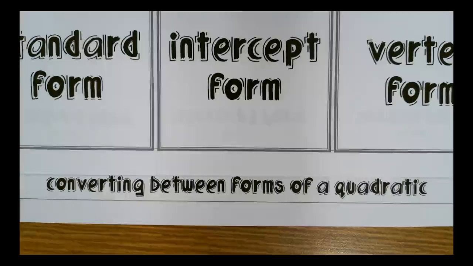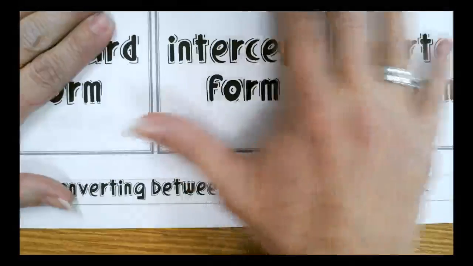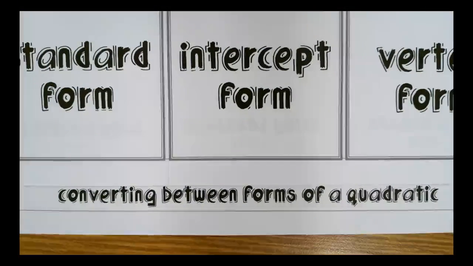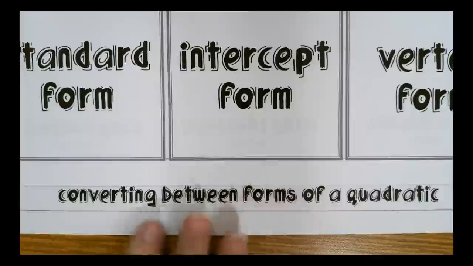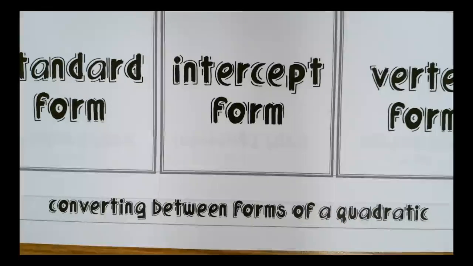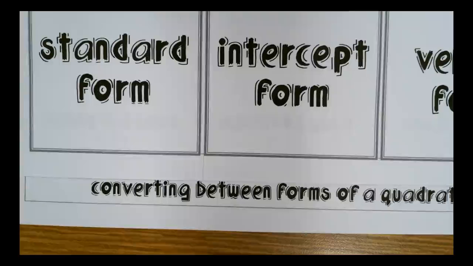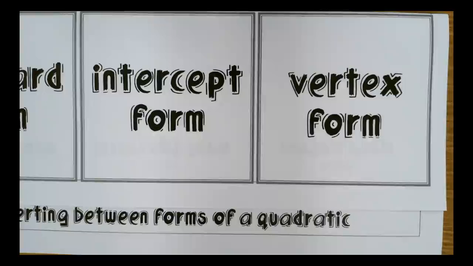All right, so for this video, I am going to walk through converting between forms of a quadratic equation. This is the foldable that I provided you with, and if you need to, you can print one as well. There are three different forms of a quadratic equation, which is the unit we're working on. Standard form you've been using for some time, probably without even realizing it. And then there's also intercept form and vertex form.